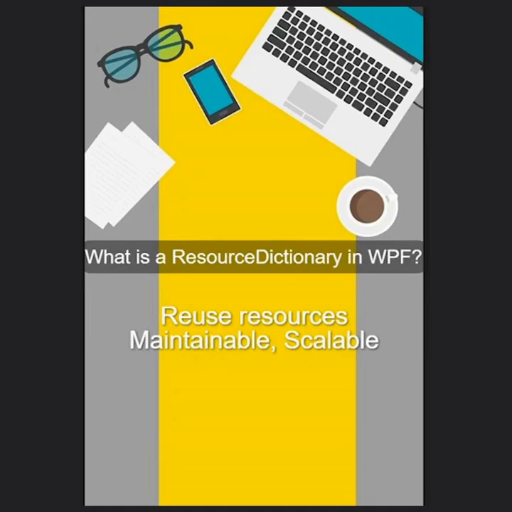What is a ResourceDictionary in WPF? A ResourceDictionary in WPF allows you to store and reuse resources like styles, templates, and brushes across your application. Instead of defining a style or template in every control, you can define them once in a ResourceDictionary and reference them anywhere in your app. It's essential for creating maintainable and scalable WPF applications.